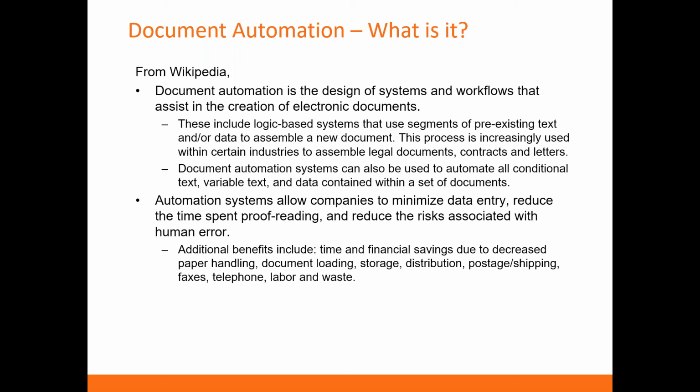Automation systems allow companies to minimize data entry, reduce the time spent proofreading, and reduce the risks associated with human error. Many times, the documents that we're outputting have legalese in them, and that legalese may be dependent on your area, your state, whatever. These are things that are critical that we get them right, and we always do. Right? It's a program. Once it's right, it's right. It doesn't change.